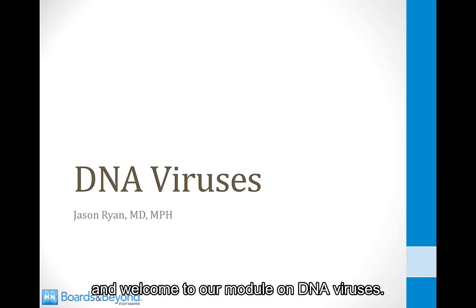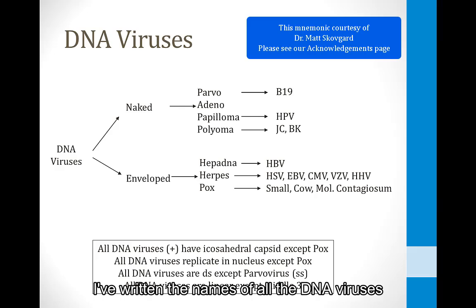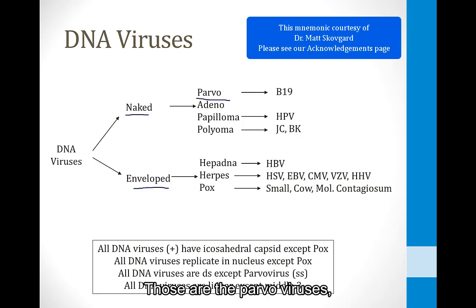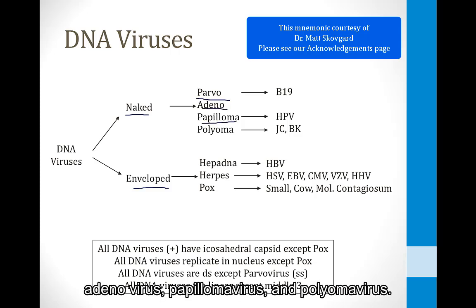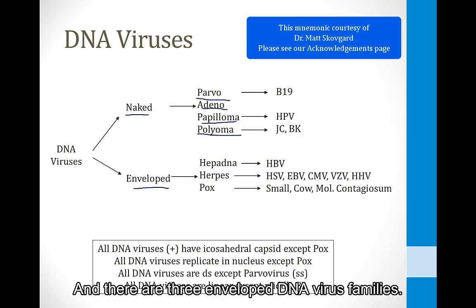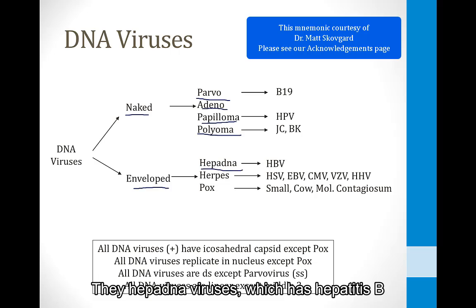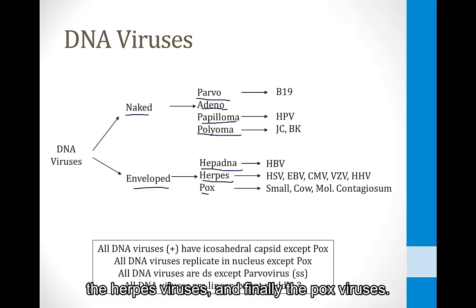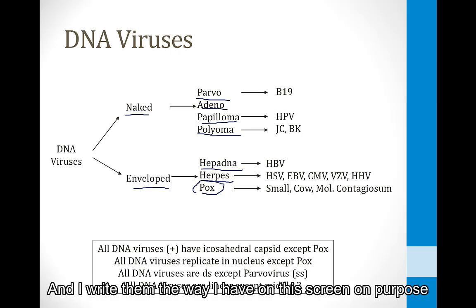Hi everybody, and welcome to our module on DNA viruses. I've written the names of all the DNA viruses on the screen here, and I've divided them by whether they are naked or enveloped. There are 4 families of naked DNA viruses: the parvoviruses, adenovirus, papillomavirus, and polyomavirus. And there are 3 enveloped DNA virus families: the hepadnaviruses, which is hepatitis B, the herpes viruses, and finally the pox viruses. And I write them the way I have on this screen on purpose because it helps me keep them in order.